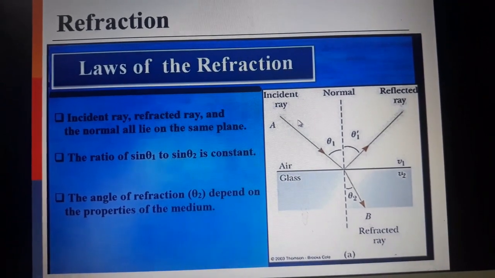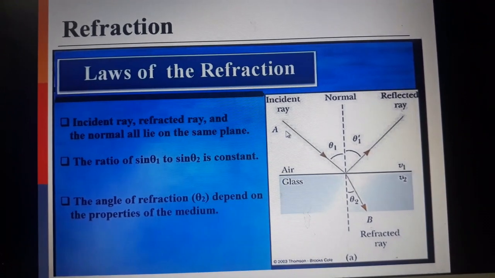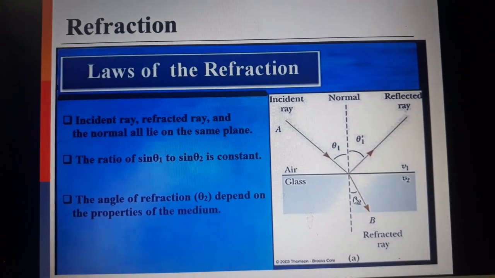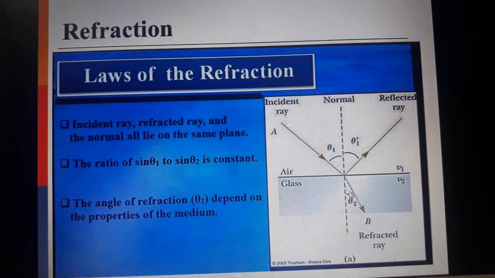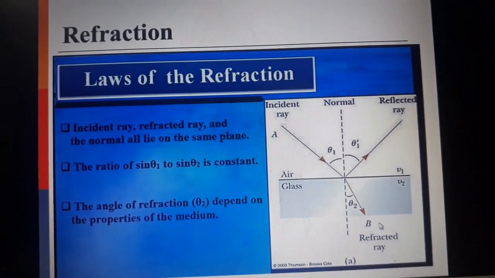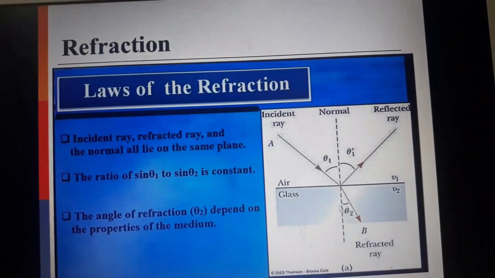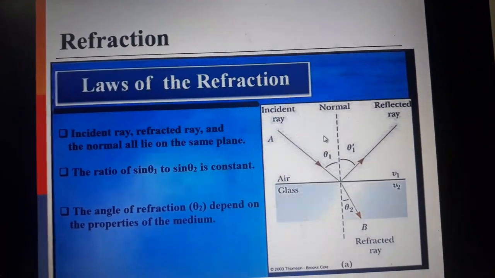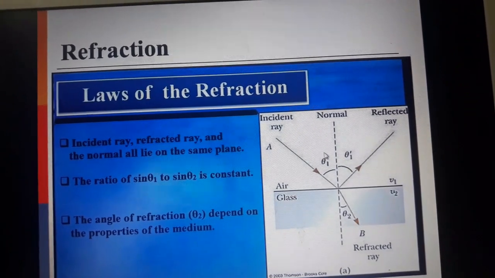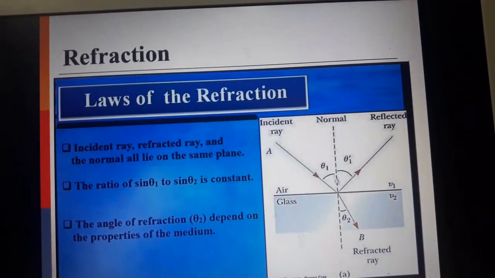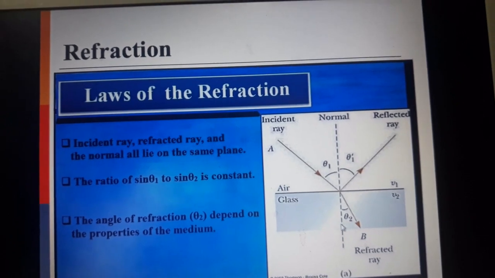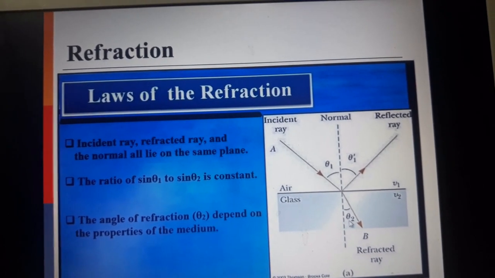Okay, you can see this incident ray, this reflected ray, and this refracted ray. The reflected ray and incident ray are in the same medium, but the refracted ray is in another medium, because it enters the medium. The incident ray, refracted ray, and normal line lie on the same plane. Second one, the ratio of sine theta 1 to sine theta 2 is constant. This leads to the angle of refraction theta 2 depending on the properties of the medium.